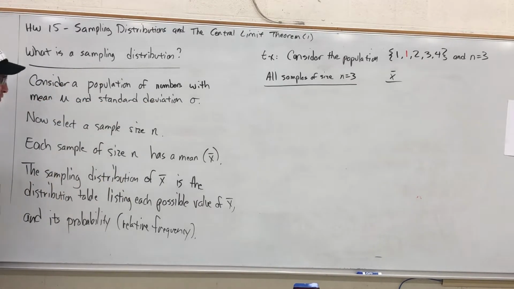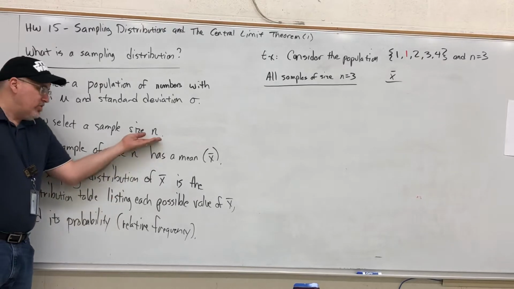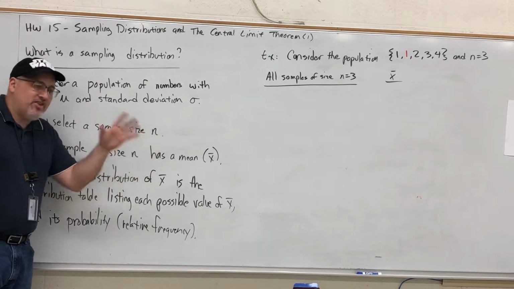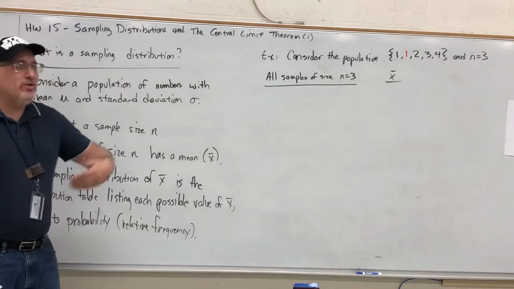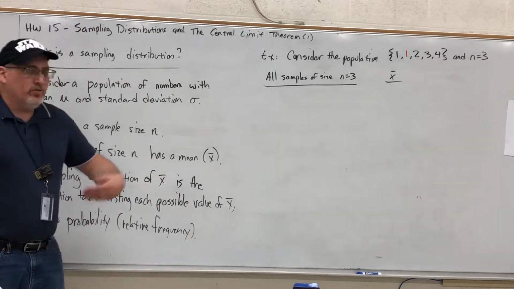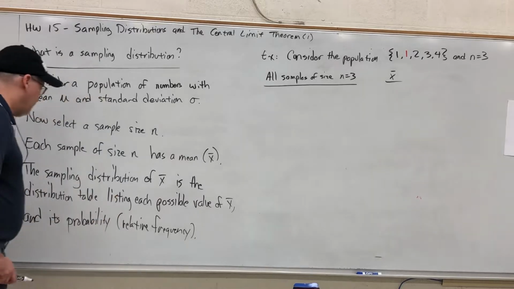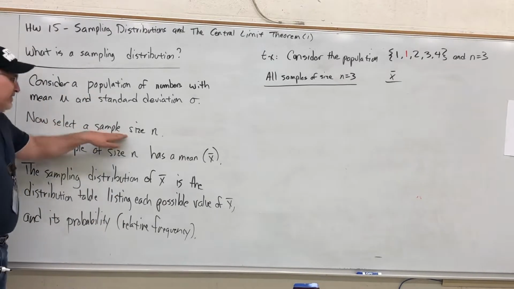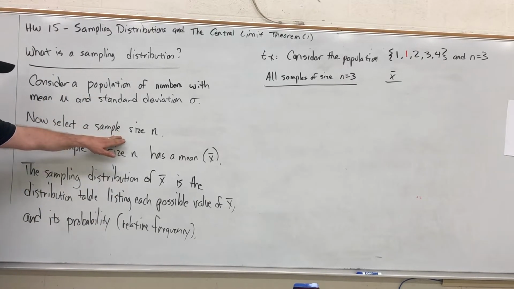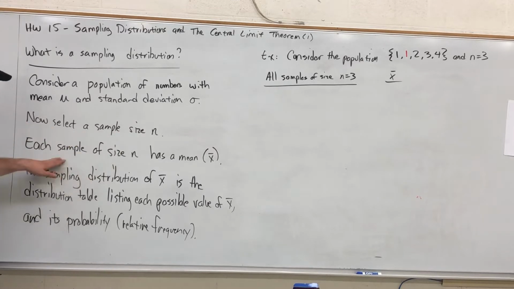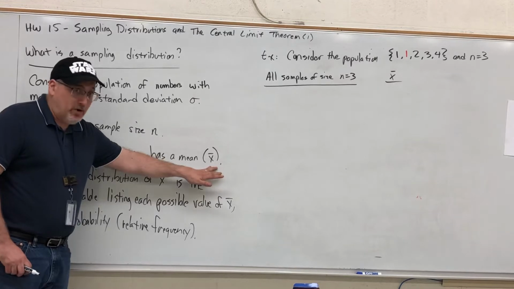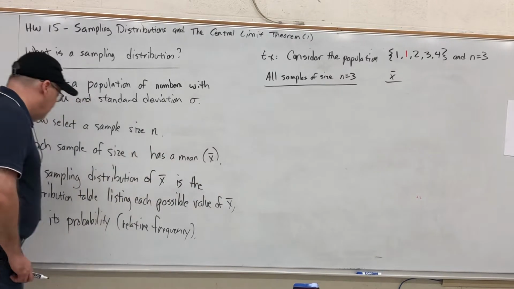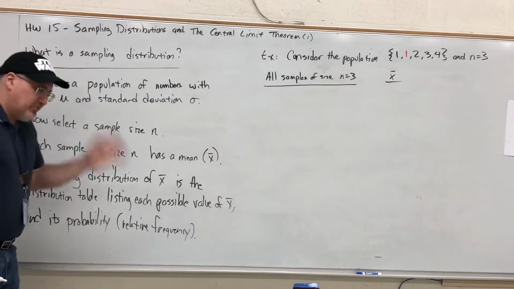And now we're going to pick a sample size. It'll generically be called n, but within a given problem, it will always be given to you. For example, n equals 12, or n equals 30, or something like that. Every time we pick a sample of size n, it has a mean. That mean would be called x bar, since it's a sample mean. And we can do that for every possible sample that we pick.